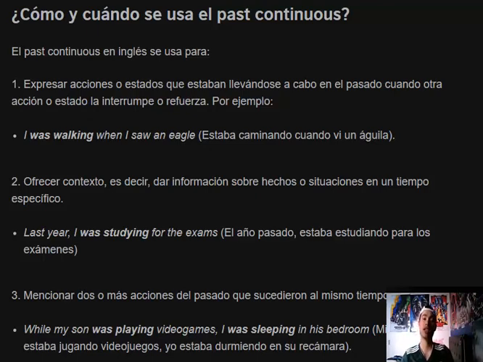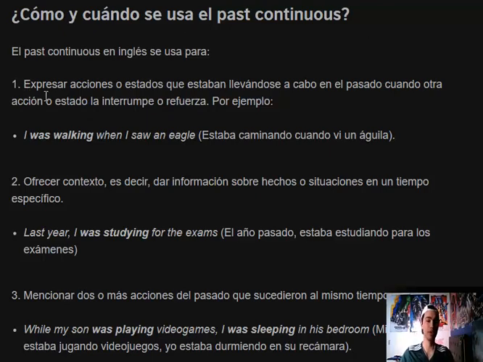The past continuous has differences from the simple past, the one that we already talked about. These can be summarized as follows. The simple past is used for actions that started and ended in the past. Instead, the past continuous is used for actions that were taking place in the past. How and when can we use the past continuous?